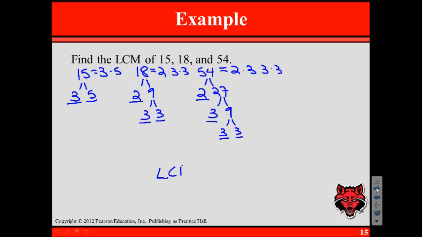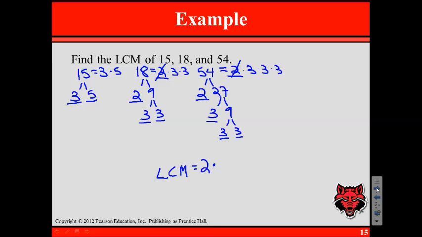Just like we have on the previous 2 problems, we're looking for the greatest number of each factor in each list. So I look at my list of factors, my prime factorization for 15. The most number of 2's in its prime factorization is 0. I go to 18. 18 contains 1 2. 54 contains 1 2. So the most that 2 shows up in any given prime factorization is once. So I write down one of the 2's. And now I'm finished with 2's from every prime factorization.